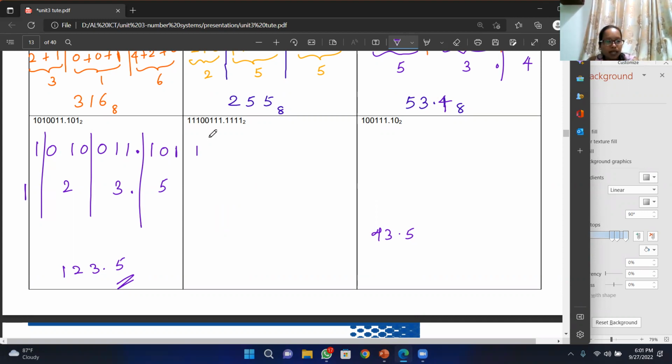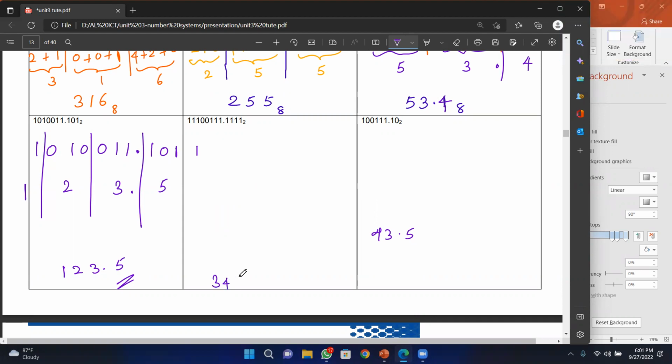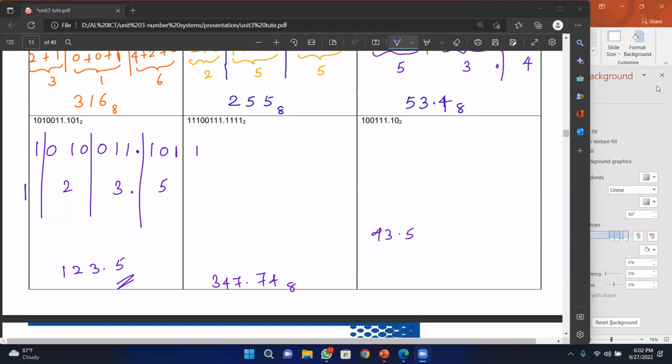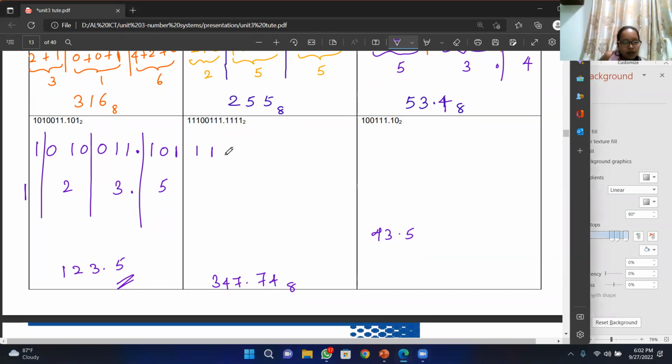Anybody who has taken the answer for this one? Yes, teacher, I got 347.74 to the base 8. Let's check others. 34771 has been taken by Zainab. Yes, I got the same. 74. Right.